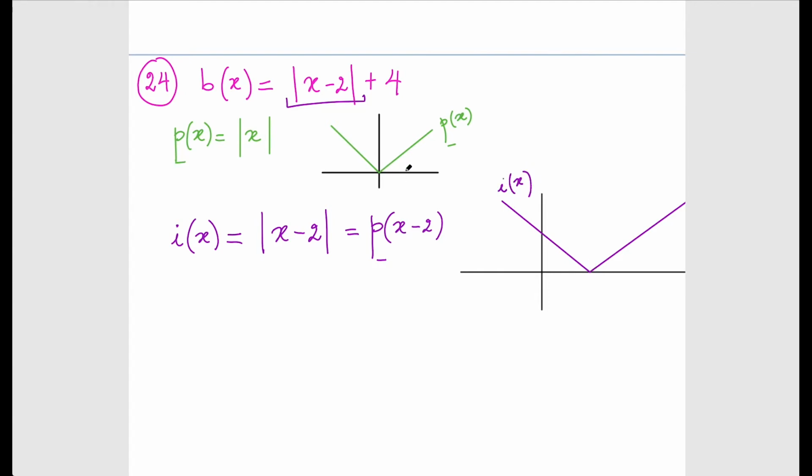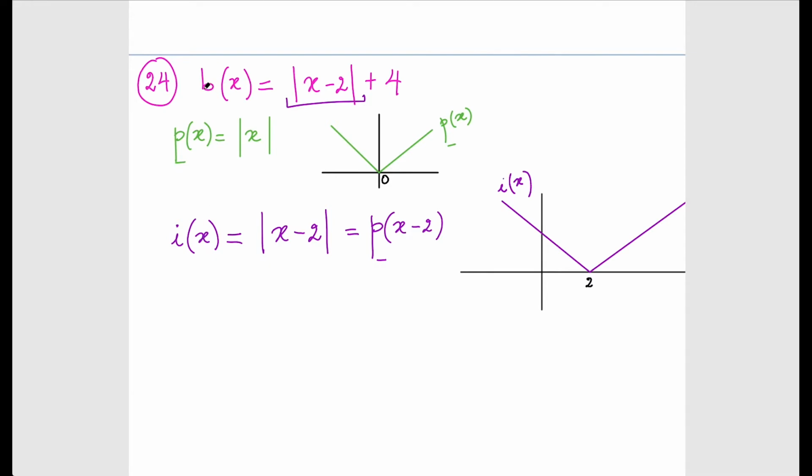So this guy used to be at 0, now is gonna be at 2. Correct? Now it's going to be at 2 because we are shifting to the right by 2. So this is 2 now. Okay. Alright, so now I know how to graph I.